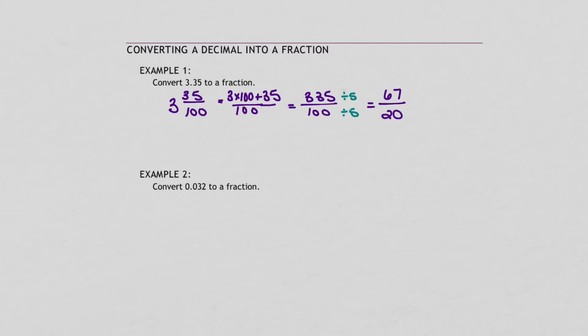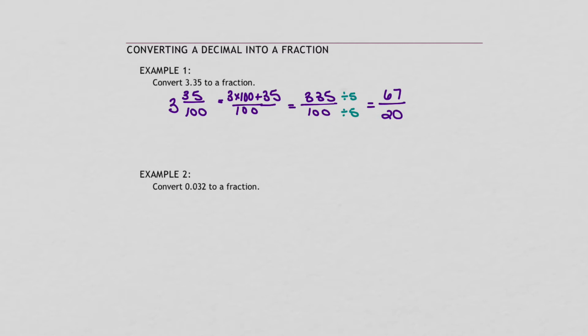We can't simplify anymore. Nothing will go into both 20 and 67. If it could, we could continue simplifying down, but we don't need to here. So this is the answer as an improper fraction. If we want to rewrite it as a mixed fraction, then we would need to divide 20 into 67.